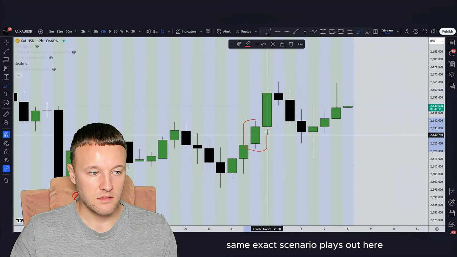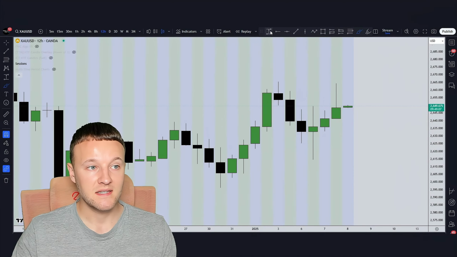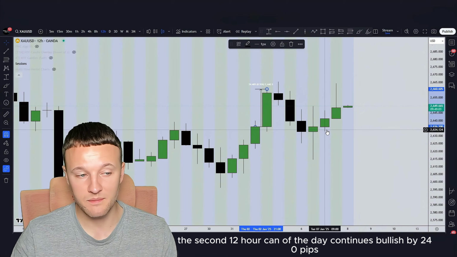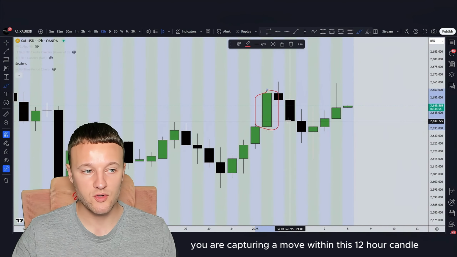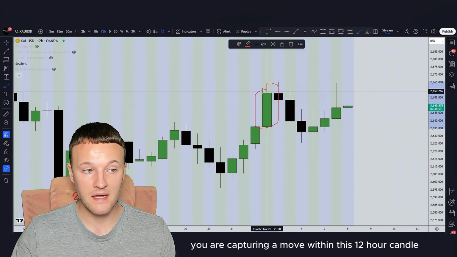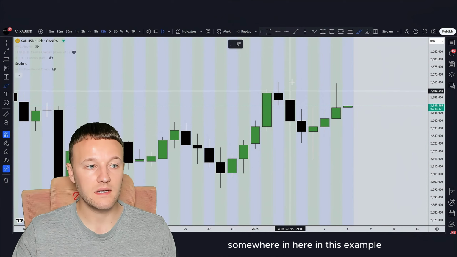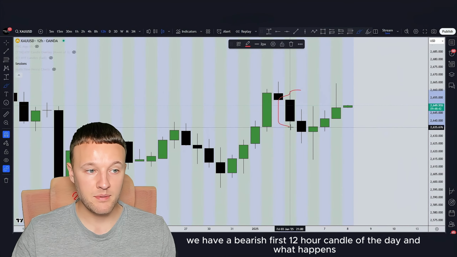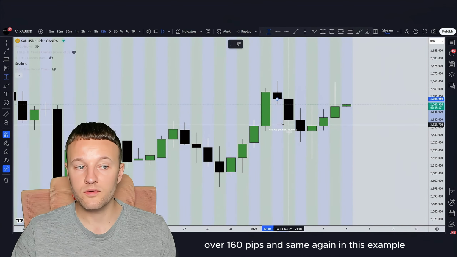Same exact scenario plays out here. The first 12-hour candle of the day closes bullish. The second 12-hour candle of the day continues bullish by 240 pips. If you have a solid strategy, there's definitely a chance you are capturing a move to the upside for over 240 pips somewhere in here. In this example, we have a bearish first 12-hour candle of the day. And what happens? The second 12-hour candle of the day continues bearish from open over 160 pips.